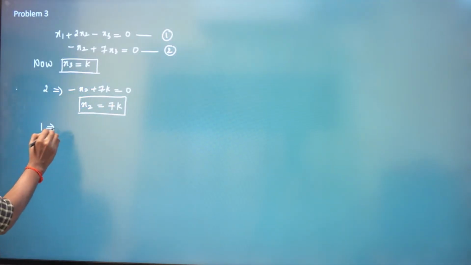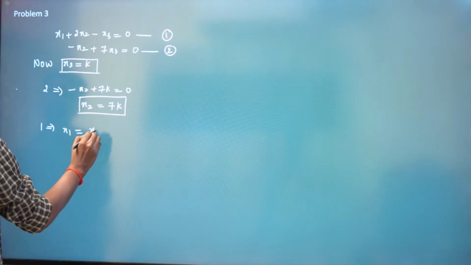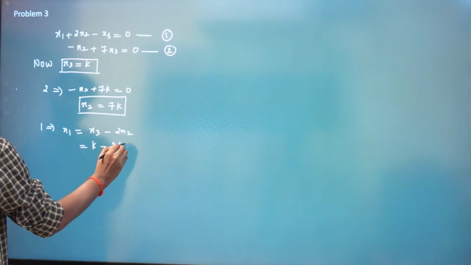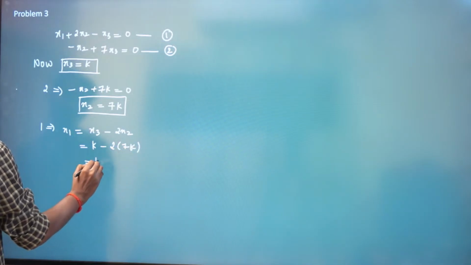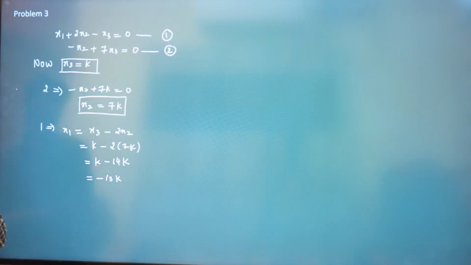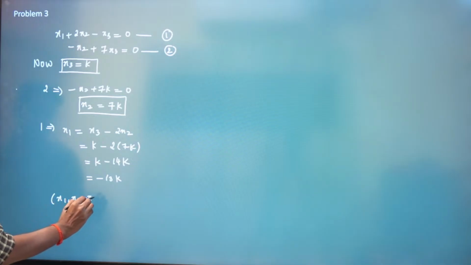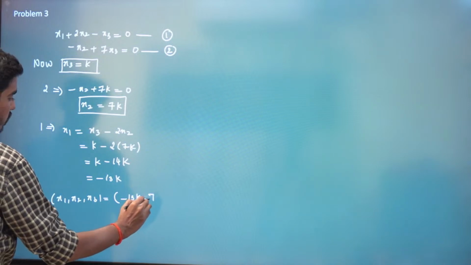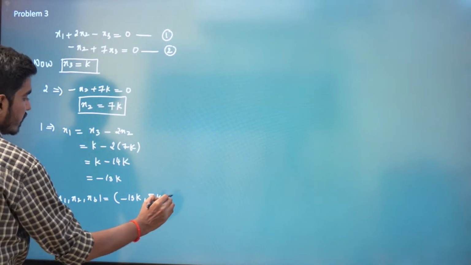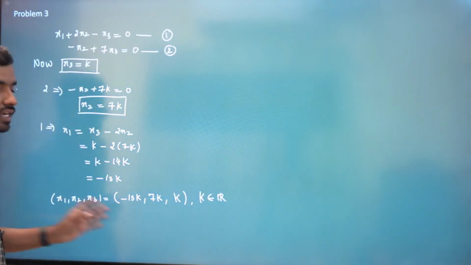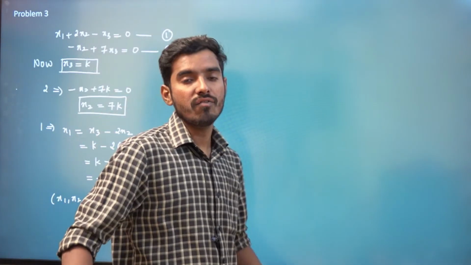And from 1, what is x1? x1 is equal to x3 minus 2x2. So x3 is k, x2 is 7k. So we have k minus 14k, which is minus 13k, right? Therefore our solution is x1 is minus 13k, x2 is 7k, and x3 is k. This k belongs to the real numbers. If you vary k, you will have infinitely many solutions.